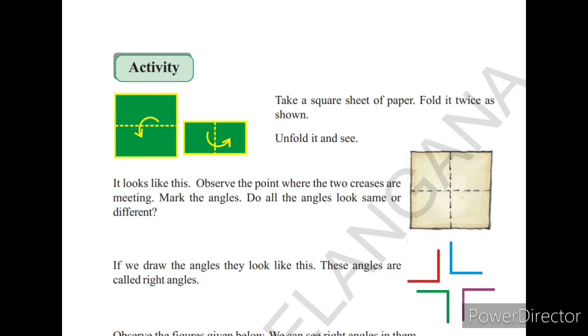So you can see it, observe it. Exactly, if you measure the angle, it will be 90 degrees. So that angle we call a right angle. If the angle is exactly 90 degrees, then we call it a right angle. So for that folded paper, all the 4 angles are the same. All 4 angles are nothing but right angles.